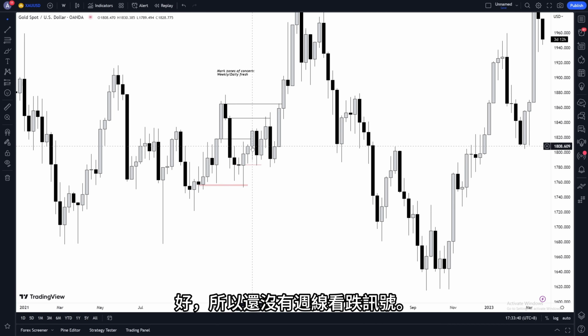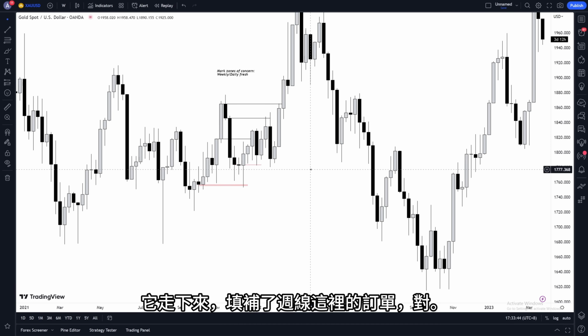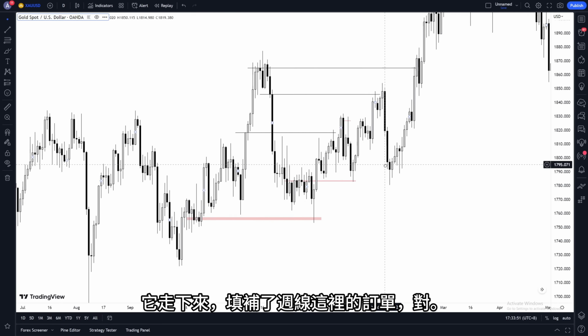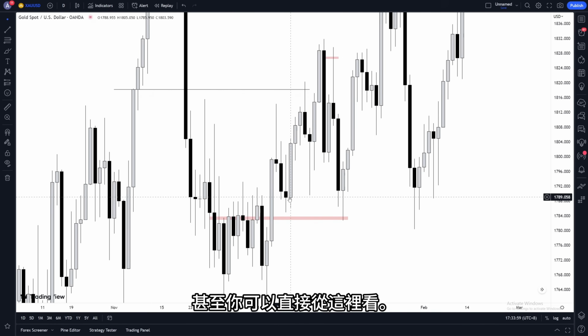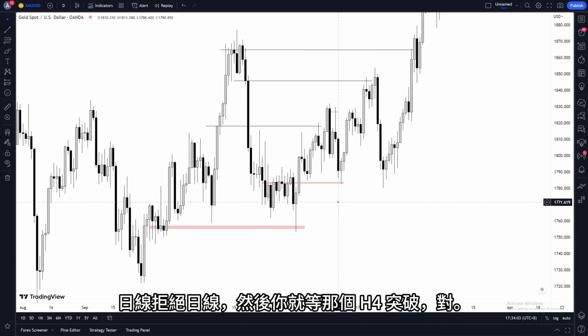Okay, so there's no weekly bearish yet. It's just rejected from the daily, and it's come down and filled up these orders over here on the weekly, right? So yeah, pretty much that was that. From the weekly, you could refine it, I'm sure, to something around here, right? And even you could just take it from here. This is a fresh daily reject daily, and you're just waiting for that H4 breakout, right?